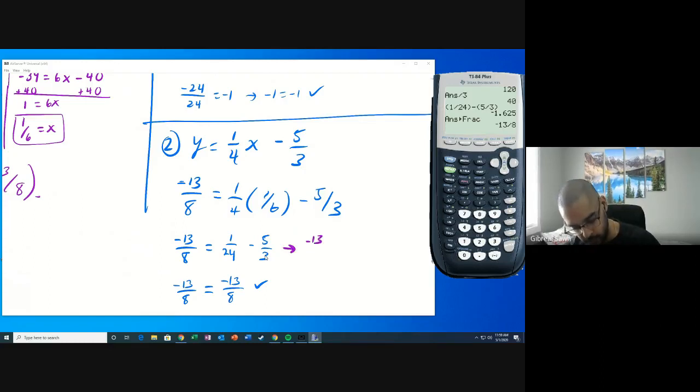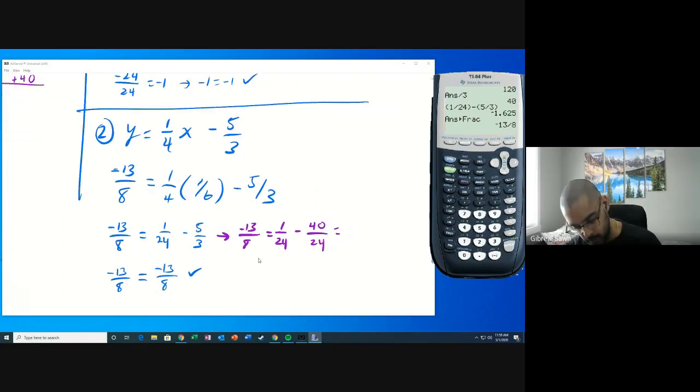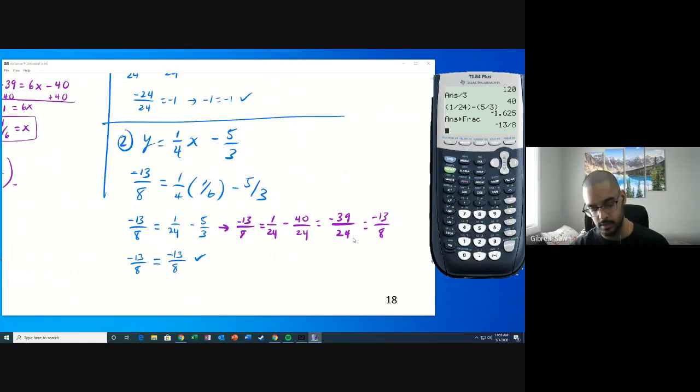So negative 13 over 8 equals 1 over 24 minus 5/3. The common denominator here is going to be 24, so multiply top and bottom by 8. That'll be minus 40 over 24, which equals negative 39 over 24. And you can reduce that by dividing both by 3, and that equals your negative 13 over 8. Okay, so it does still work.